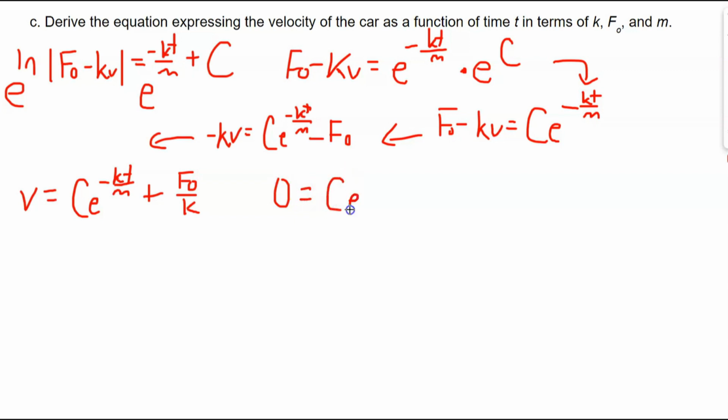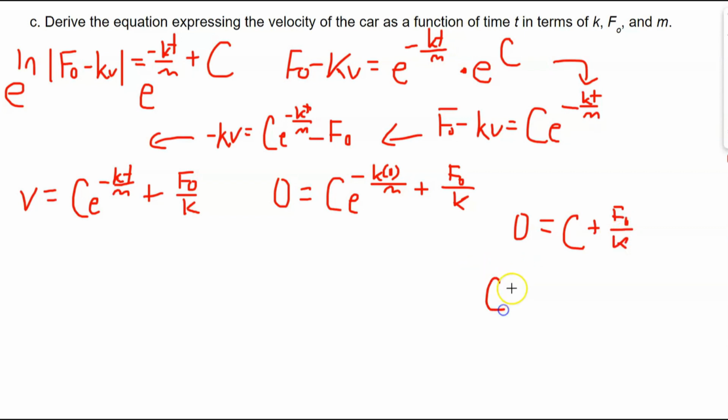And they said that time was equal to 0, so negative k times 0, that is supposed to be a 0. I apologize for how that looks. Plus f sub naught over k. Now, this is just e to the 0. Anything to the power of 0 is 1. So 0 equals c plus f sub naught over k, which means c is equal to negative f sub naught over k. This is a constant. It's the division of two constants.